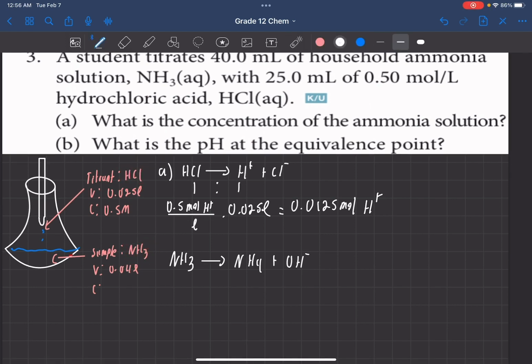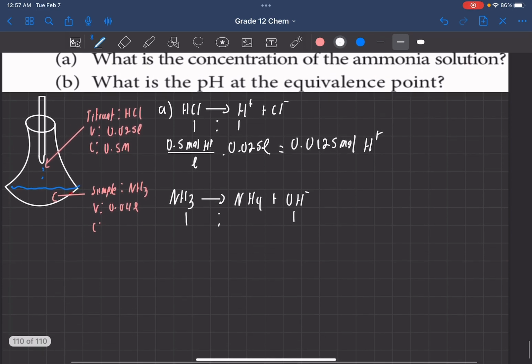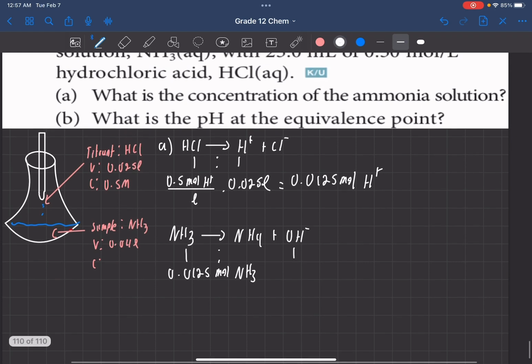So that means that 0.0125 moles of hydronium is going to be the perfect amount to completely dissociate this ammonia solution, right? So this 0.0125 moles of hydronium is going to react with hydroxide, which is going to cause 0.0125 moles of ammonia to completely dissociate. So we can say this is a 1-to-1 ratio. If we have 0.0125 moles of hydronium, we're going to have 0.0125 moles of hydroxide, and we're going to have 0.0125 moles of ammonia. And they want the concentration of the ammonia solution.